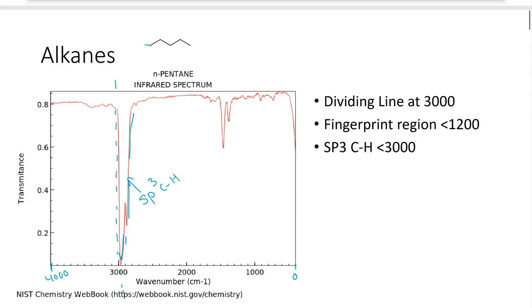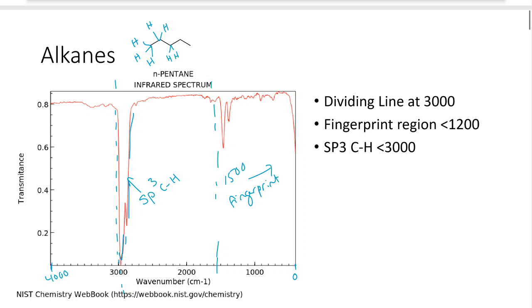And that's because this alkane here, which is pentane, has a lot of sp3 hybridized CH bonds. Okay, so another characteristic for an infrared spectrum is this region just below about 1200 to 1500. So let's just say 1500 and below. Okay, and that is called the fingerprint region.